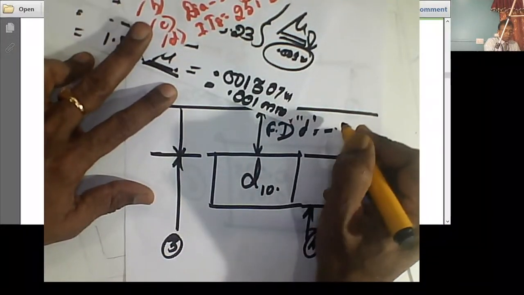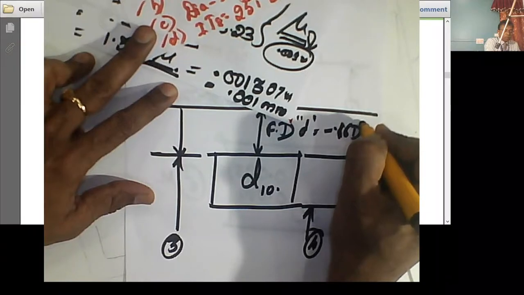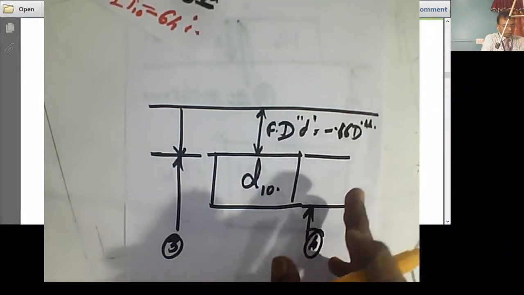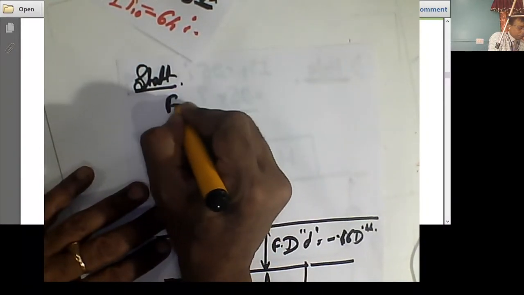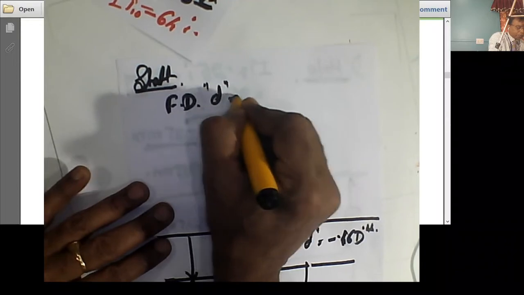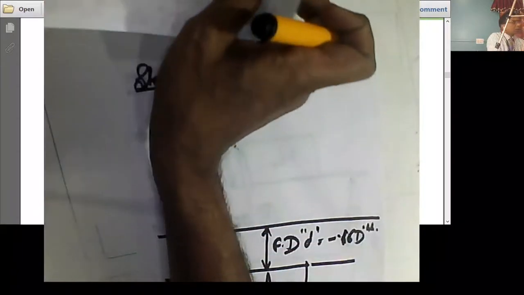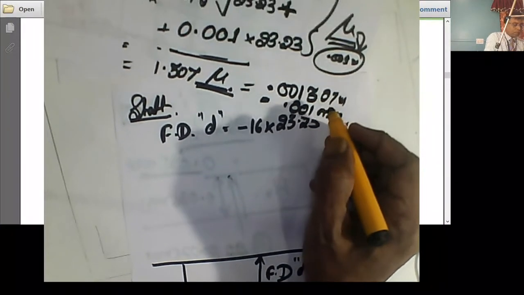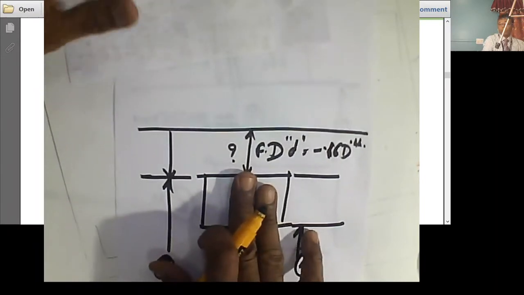Minus 16 D to the power 0.44. How much is the value you find out? Today, I may not be able to solve. Had I solved it earlier, I could have given you. Now all you need to do is, fundamental deviation for D shaft, you identify minus 16. D value we have found out as 23.23. Minus 16 D to the power 0.44. Whatever is the value, you mention that here. How much is that? You write it here.